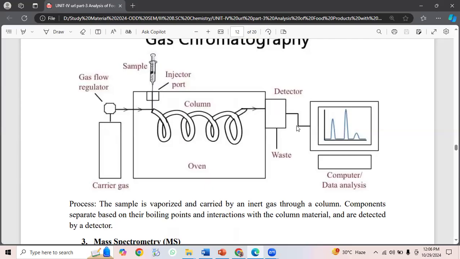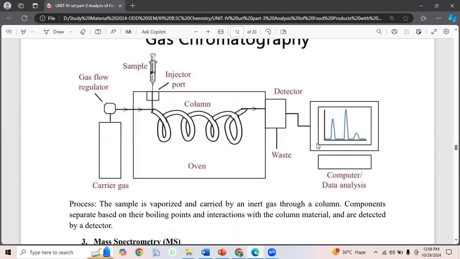After the detector, the detector sends the signals to a computer, which creates a chromatogram with peaks representing each component. Each peak denotes each component present in the sample. The area under each peak correlates to the concentration of the component, allowing for qualitative and quantitative analysis.